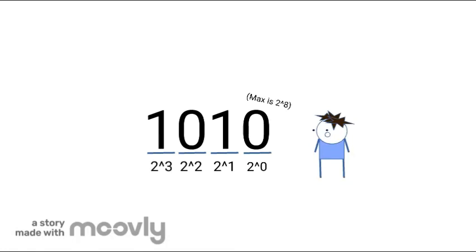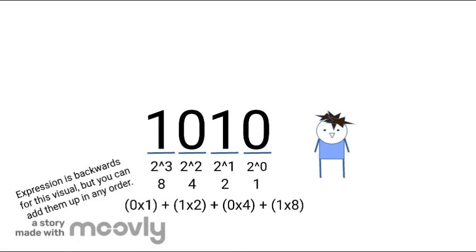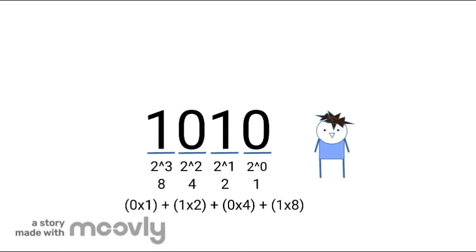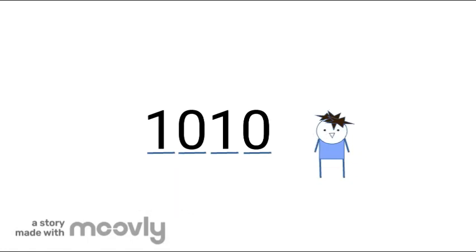The product of these powers become 1, 2, 4, and 8. We can convert this to a decimal number with this information. We take the bits, then multiply those with the product of the power, and then add those together. So 0 times 1 plus 1 times 2 plus 0 times 4 plus 1 times 8 is the final expression, which equals 10.